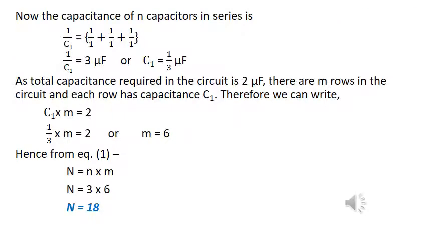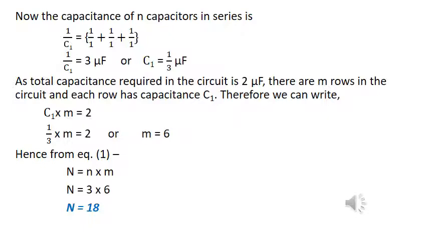Now as we have calculated the total number of capacitors in a row, we can calculate the equivalent capacitance in each row. Since the capacitors are connected in series, the equivalent capacitance will be 1 by C1 is equal to 1 by 1 plus 1 by 1 plus 1 by 1, since each capacitor has 1 microfarad capacity. After calculating the value, we get C1 is equal to 1 by 3 microfarad, which is the equivalent capacitance in each row.